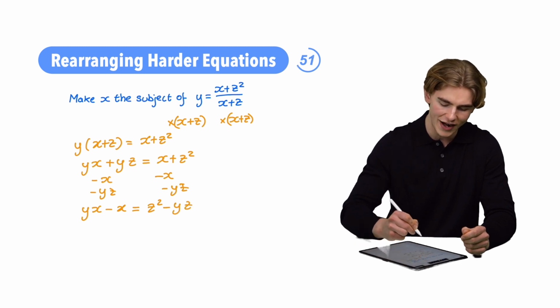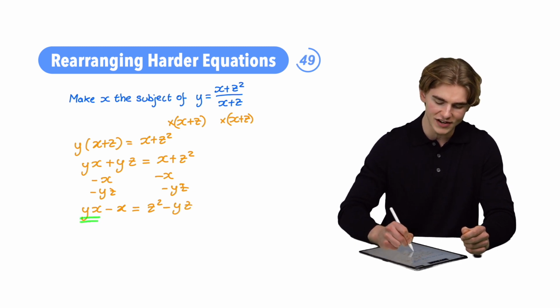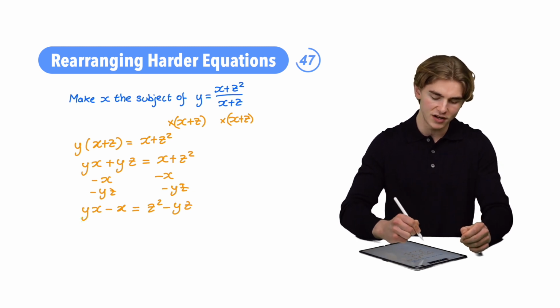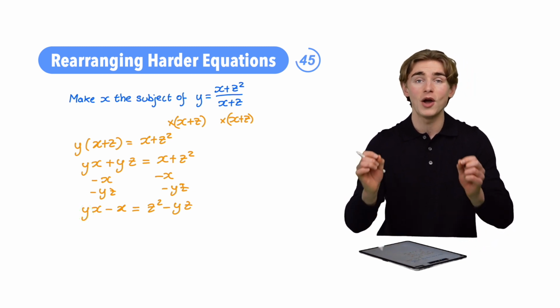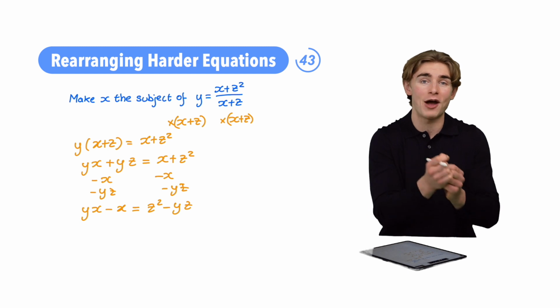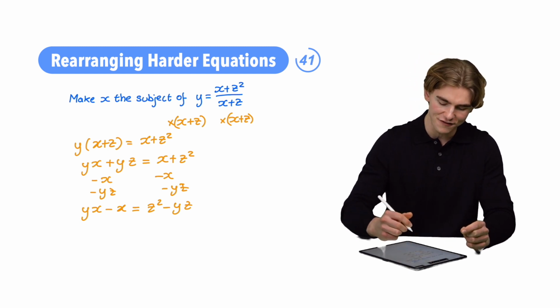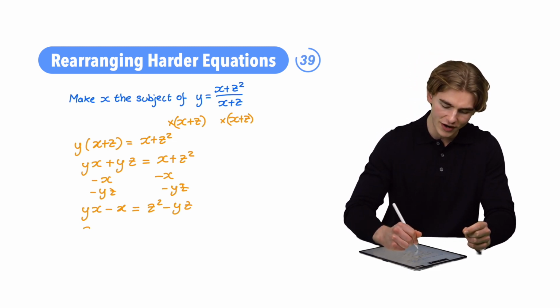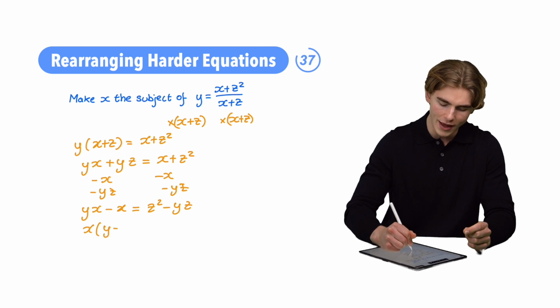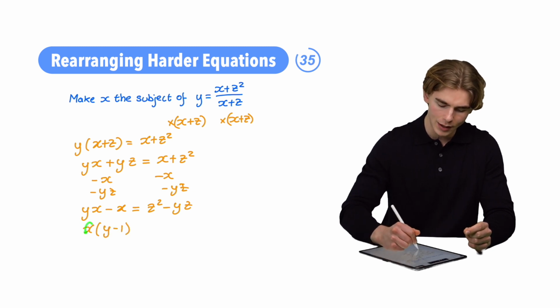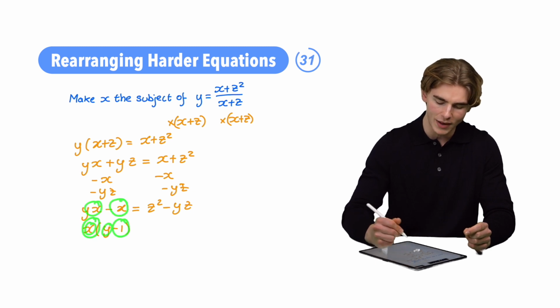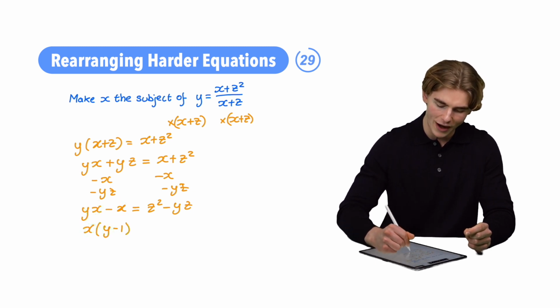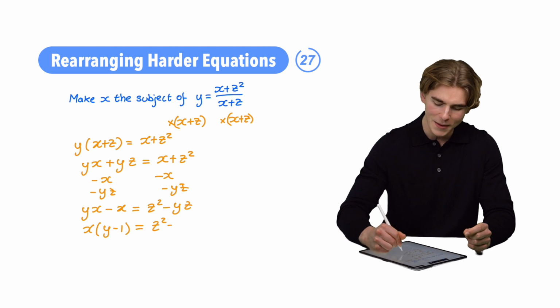Finally, what are we going to do? Well, here we have two separate terms in x, but we cannot do the subtraction because one's got a letter attached to it. So we're actually going to have to pull the x out and factorize this, pulling out a factor of x. So on the left hand side, we're going to have x times by (y minus 1). That's because x times by y is going to give us xy, and x times by minus 1 is going to give us minus x. That is going to be equal to our right hand side, which was z squared minus yz.